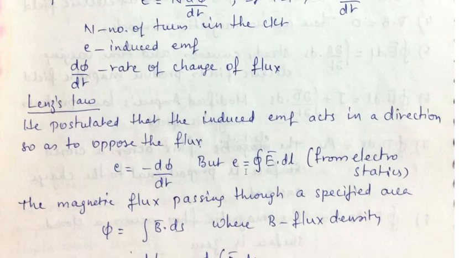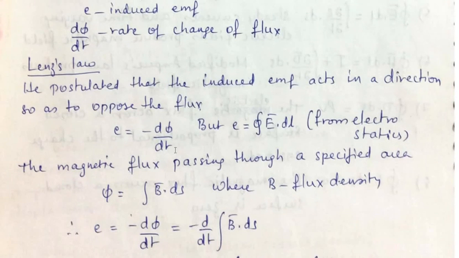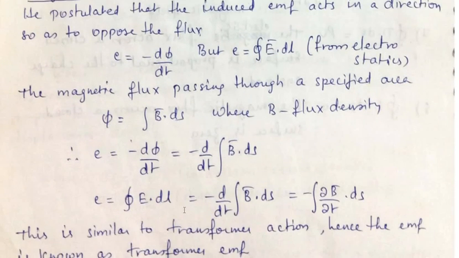But we have an equation between the potential and the electric field intensity from electrostatics, which is E is equal to closed integral E dot dl. Also phi can be written as integral of B dot ds, where B is the flux density. So in place of phi, we can write minus d by dt integral B dot ds. And E is also equal to closed integral E dot dl. So equate both of these two. So closed integral of E dot dl is equal to minus d by dt integral B dot ds.